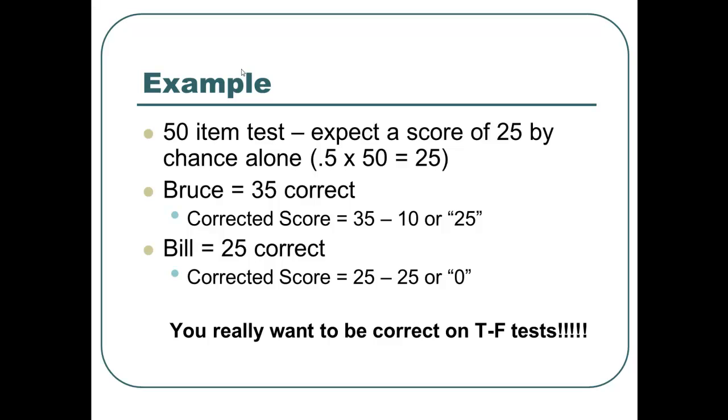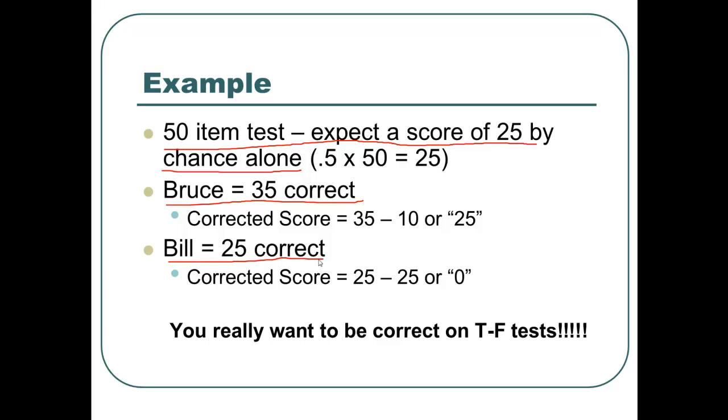Let's take a look at an example. You've got a 50-item test. Expect to score 25 by chance alone. That would just be that if they guessed at every one of them, chances are they would get 25 right. Just a wild guess. You just multiply 1/2 times 50, and that would give you 25. But let's say Bruce, as your example says, got 35 correct, and Bill got 25 correct.